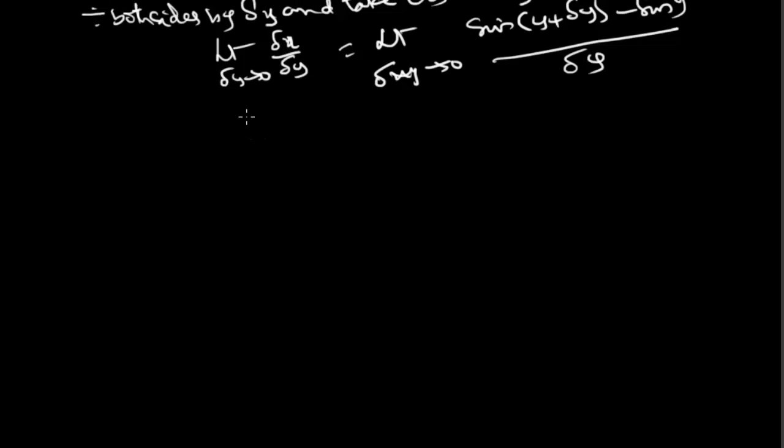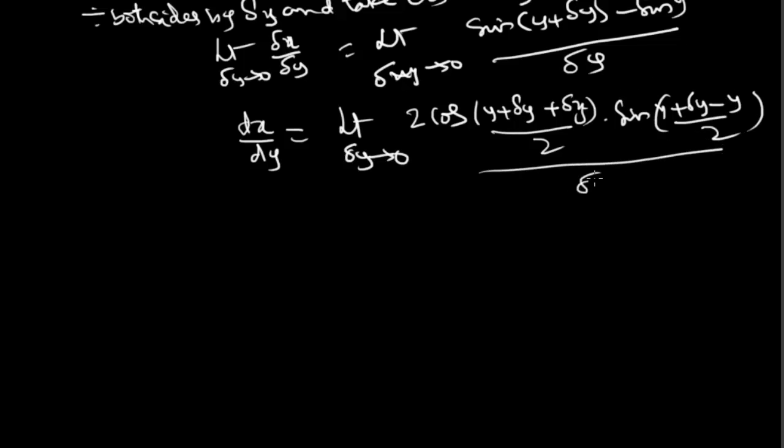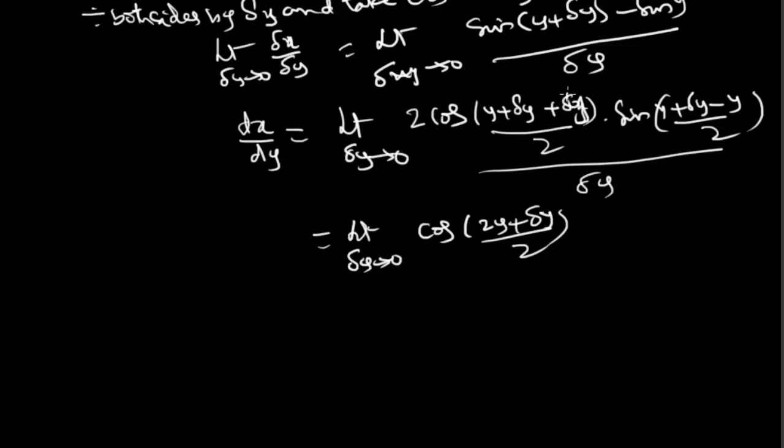By convention, limit delta x by delta y as delta y tends to 0 is what? dx by dy. So now on the right hand side we take sin C minus sin D, which is 2 cos of C plus D by 2, that is y plus delta y plus y by 2, into sin of C minus D by 2, that is y plus delta y minus y by 2, whole divided by delta y. And this is nothing but limit delta y tending to 0 of cos of 2y plus delta y by 2. This is y only, it is not delta y.